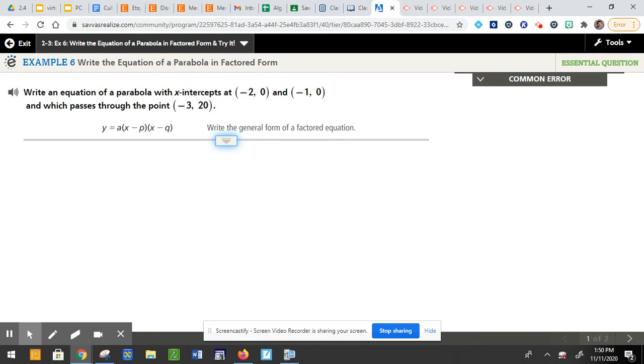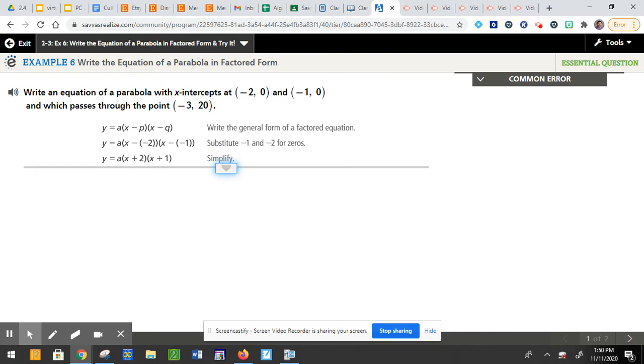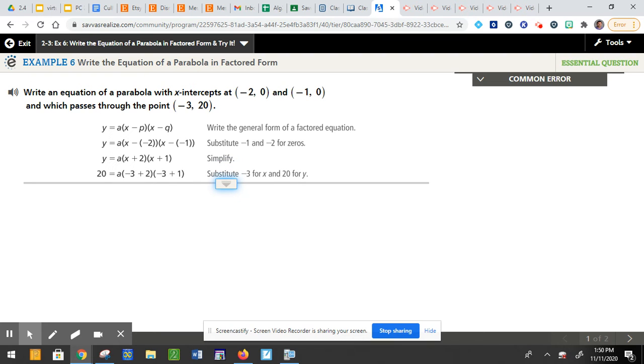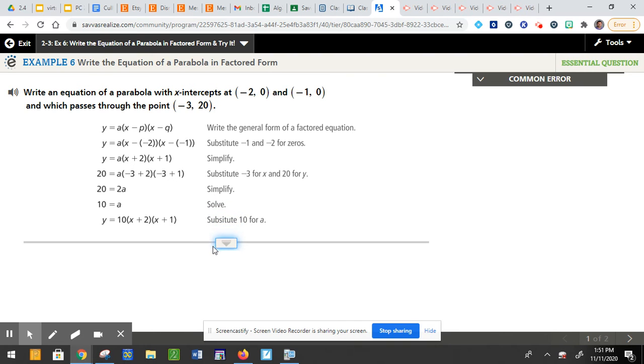First thing is general form in factored form is a times x minus p times x minus q, where p and q are the x-intercepts. So when you substitute those in, well, for the zeros, it'll turn into x plus 2 and x plus 1, like we just discussed. Then you can substitute the other point in, so -3 for x and 20 for y, and then solve for a. You end up with 10 for a. So then what the equation would be is y equals 10 times x plus 2 times x plus 1, where then the x and the y are generic for the rest of the equation.